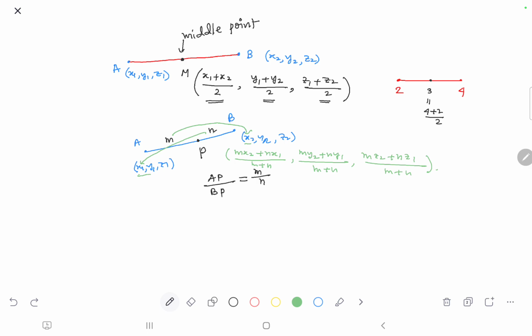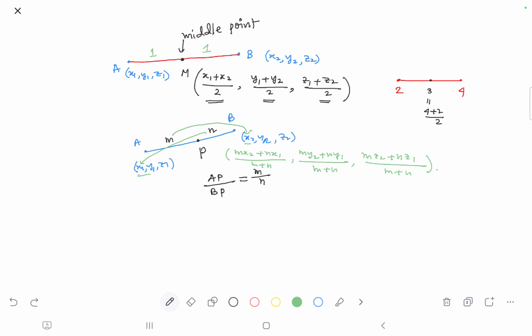Okay, Mayan? Is it okay? Very good. So that is the idea. In the middle point situation, it divides the segment in the ratio 1 over 1. So M is 1, N is 1, and then you get this. Okay, so we are ready to solve that exercise now.